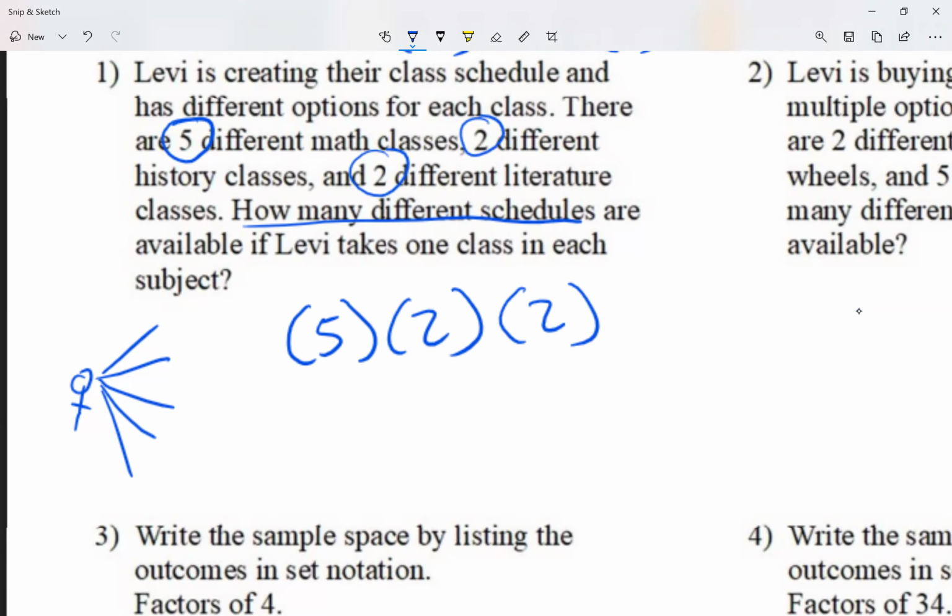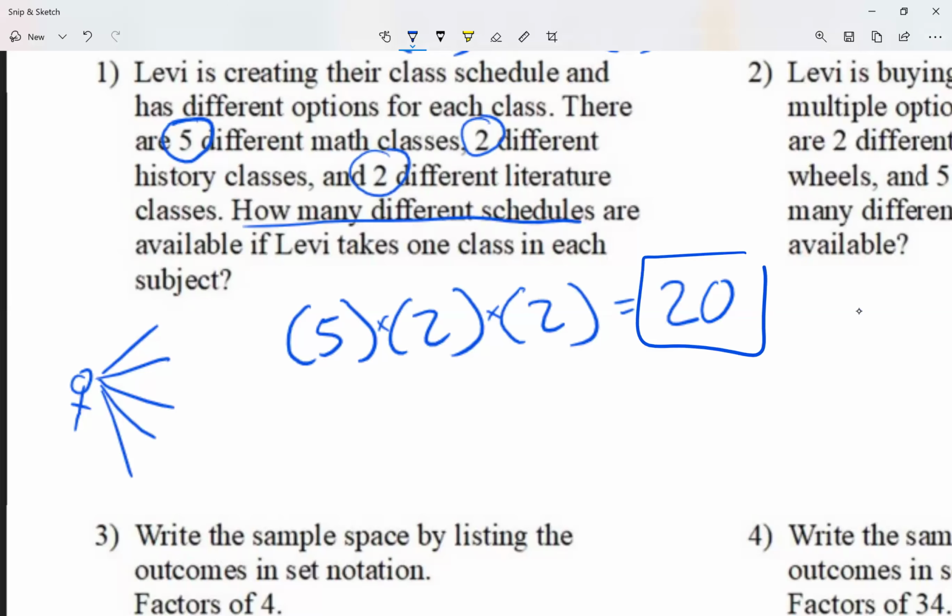So 5 times 2 times 2, I'm going to use a calculator if necessary. I'm going to say, well, at the end of the day, she has 20 choices. And that would be my answer because it said how many different schedules are available? 20 different schedules.